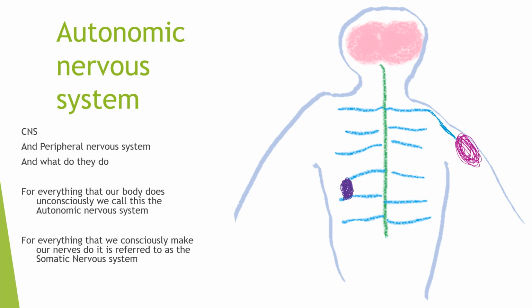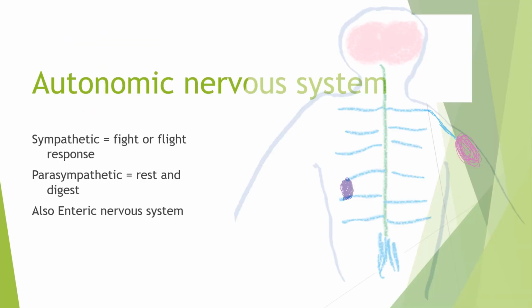For everything else that we consciously do, like contracting our bicep muscle, for example, we might do that consciously, so we will refer to that as the somatic nervous system. Autonomic nervous system is often then categorized down further into the sympathetic responses and the parasympathetic responses, and also into the enteric nervous system.